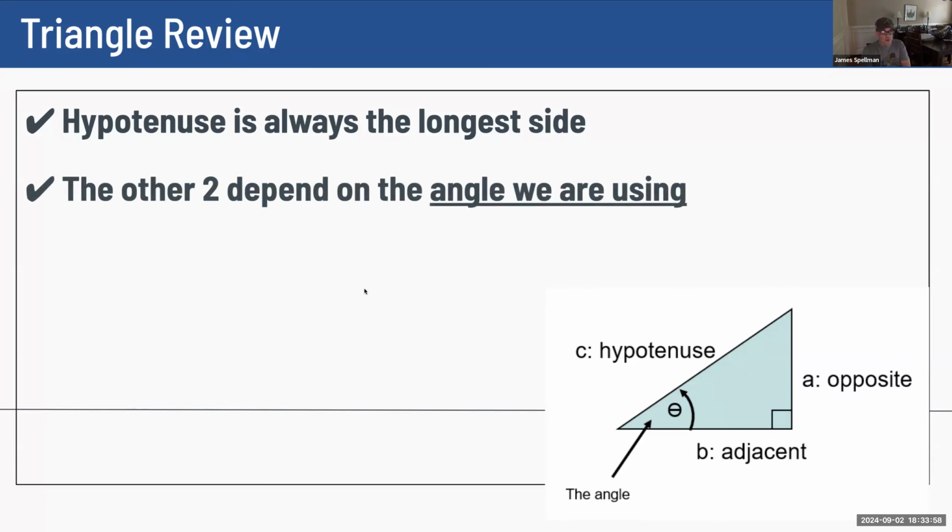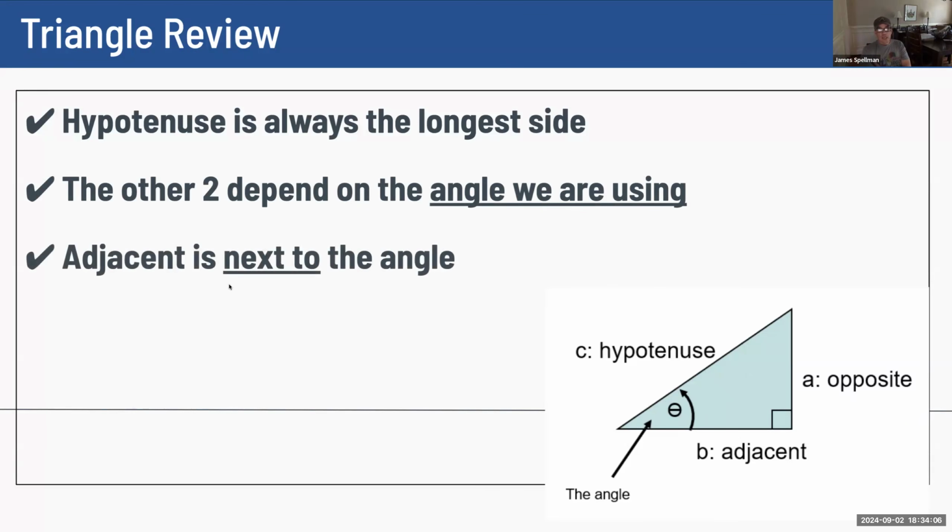This can be confusing for a lot of people because adjacent and opposite, if I were talking about a different angle, would end up switching places. So we have to define or know the angle that we're talking about before we know which one's adjacent. In this case, the angle is this one on the bottom left. Therefore, the adjacent side is the one next to the angle. Literally, adjacent means next to.